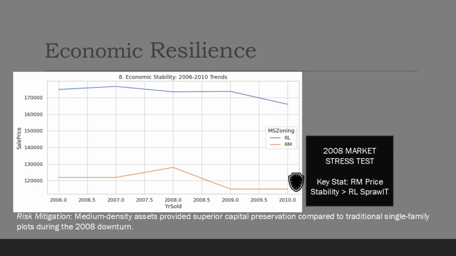Speaking of market fluctuations, during the 2008 recession, grouped housing in Ames showed significantly more price stability than single-family plots. A cluster strategy isn't just more profitable, it's safer.